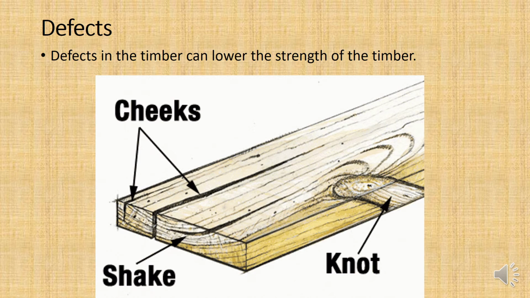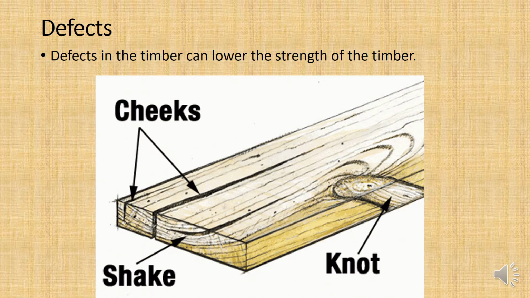Now, a cheek is a crack, or split, that runs perpendicular with the grain of the wood. If you look at the end of the timber, you can actually see the rings from the lumber, can't you? A cheek runs radially with the grain. It runs perpendicular to it.